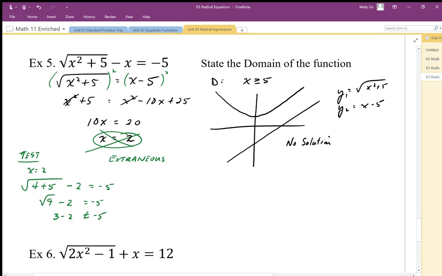Okay. Now, I wouldn't really expect you to know what that graph looks like. However, I do want to encourage you to start looking at the graphs of these equations and trying to understand why we get these extraneous solutions based on the shapes of things, because the shapes of things tell us a lot about the math of the system that we're dealing with.